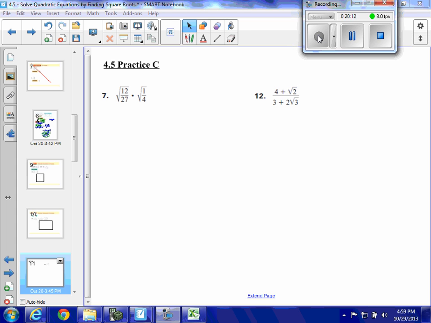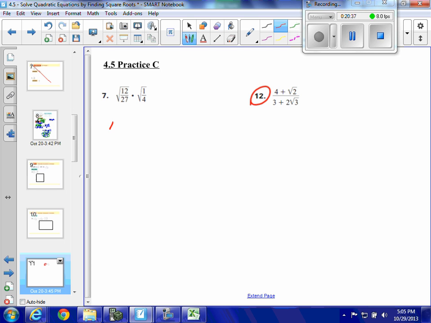So let's try one of these practice C problems, see if we can't get it right. This one is going to involve some extra steps, so we'll try and do it slowly and make sure that we understand how we're putting all these things together. So let's try this one, number 12. I'm going to rewrite it so we can have a lot of space. I have 4 plus radical 2, and I'm dividing that by 3 plus 2 radical 3.